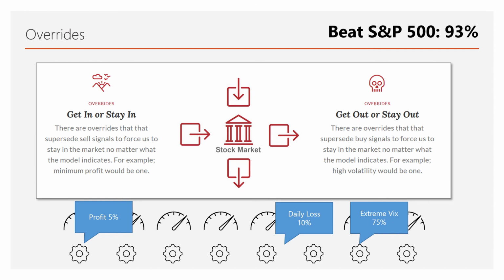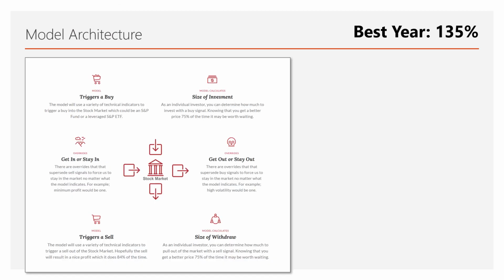There's all kinds of overrides that you can put in place, but the basic idea is that you have these overrides and they supersede the model itself. So regardless of what the model tells you, these things take precedence over it. And that kind of creates what the architecture of our model looks like. And then we put all the pieces together. It looks something like this. This model operates in a way that triggers buys and sells, determines the size of the investment or the withdrawal. And then, of course, we have our overrides in the middle to get us in or to get us out. And that's how these models work.